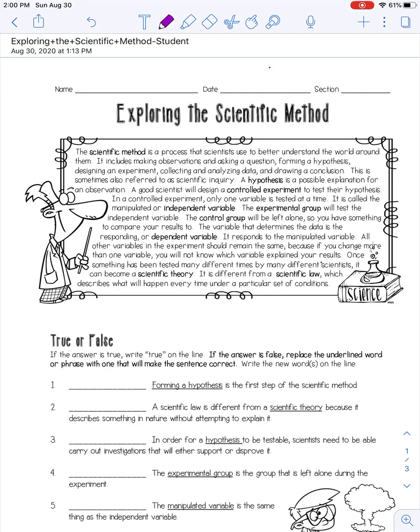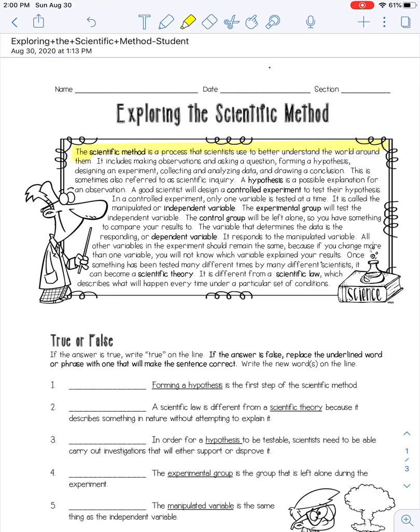Let's go. The scientific method is a process that scientists use to better understand the world around them. So we're going to go ahead and highlight that. It includes making observations and asking questions, forming a hypothesis, designing an experiment, collecting and analyzing data, and drawing a conclusion. This is sometimes also referred to as scientific inquiry.